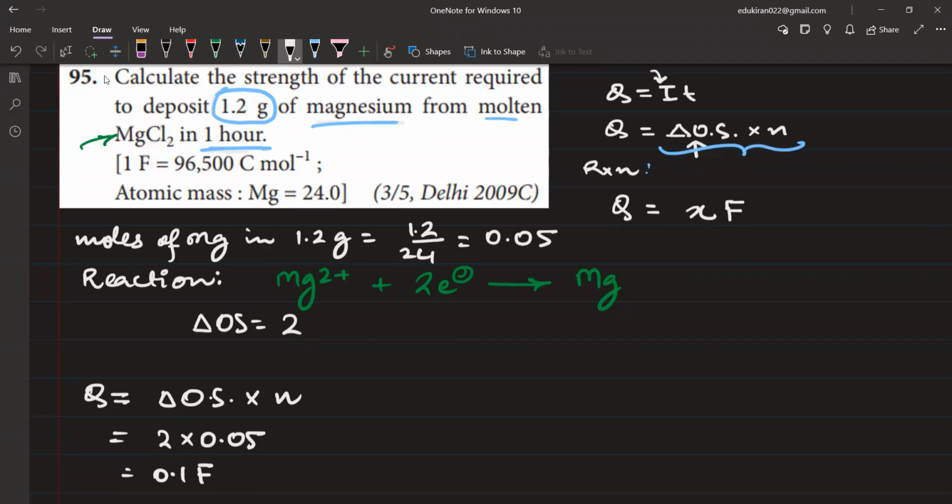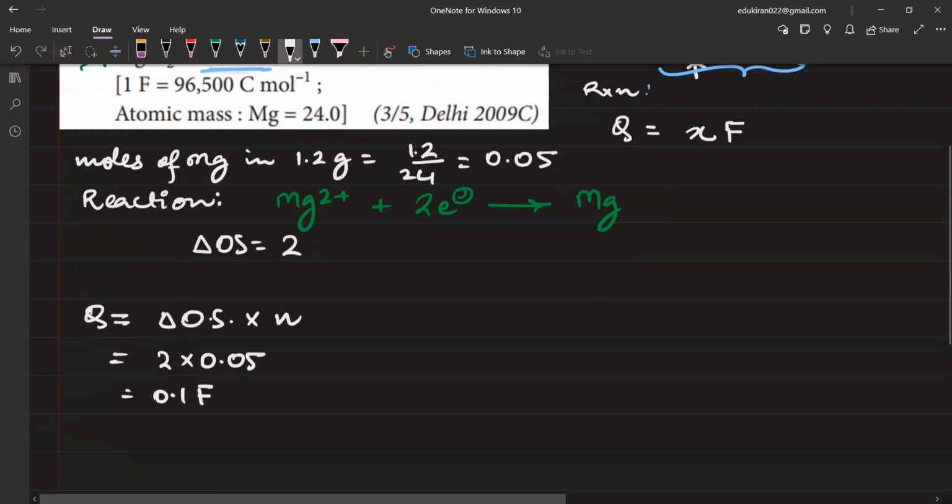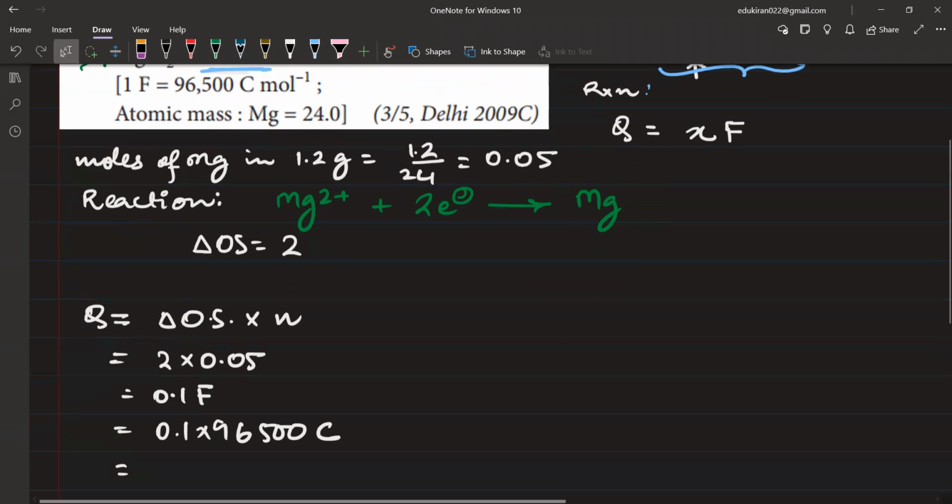Now it is in Faradays. Once we have got that, we can also write Q is equal to 0.1 into 96500 coulombs. This will be equal to Q. Now 0.1 times 96500 will be 9650 coulombs.